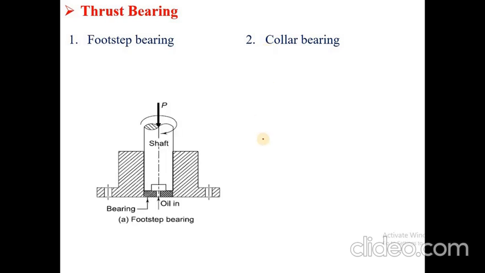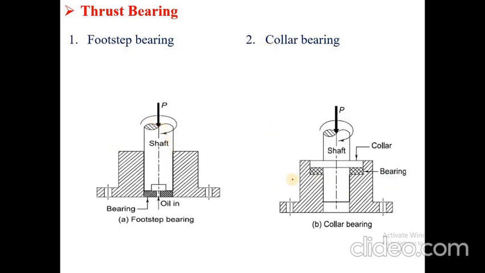Now, we have to talk about thrust bearing. In the previous slides, we have seen radial bearings which work on hydrodynamic lubrication principle. Now, we have to see thrust bearing based on hydrodynamic lubrication. Now, first is footstep bearing and second one is collar bearing. These are the diagrams. In both the diagrams you can see this P is acting along the axis of the shaft. Hence, you can say this is the axial load. So, the bearing which supports the axial load is called a thrust bearing.